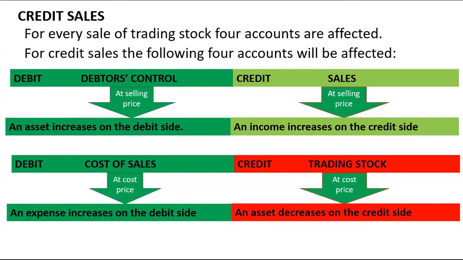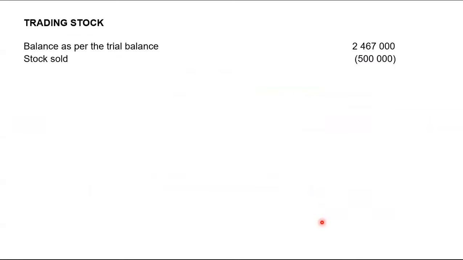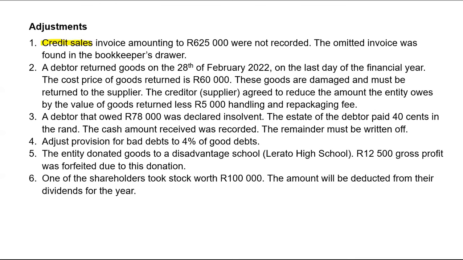We good now? I'm going to go back to what we were busy with, which is this one here. All right, that is us selling goods on credit. Let's go to the second adjustment. The second adjustment says a debtor returned goods right at the end of the financial year, which is the 28th of February 2022, the last day of the financial year. The cost of goods returned is 60,000. These goods are damaged and must be returned to the supplier. The creditor, which is the supplier, agreed to reduce the amount the entity owes.